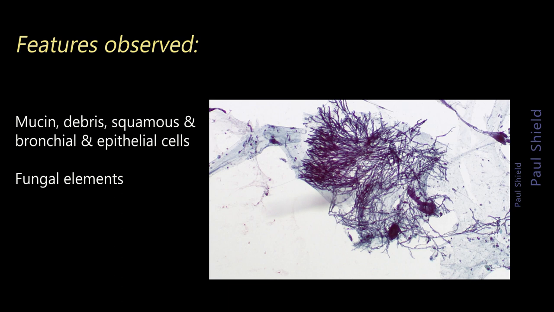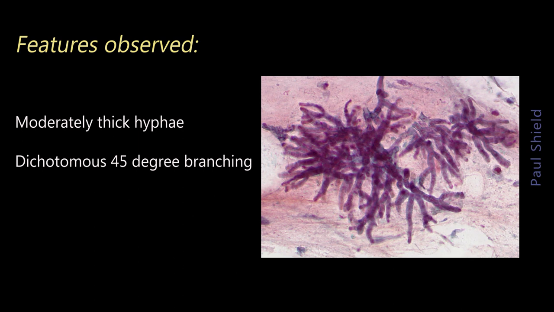I think I showed some yeast and little pseudohyphae of Candida, but there were also large starburst-looking collections of hyphae, and these had fairly thick septate hyphae with 45-degree dichotomous branching. There was quite a lot of them, and they didn't really look like a contaminant, they seemed to be part of the specimen. There's quite a lot of it.